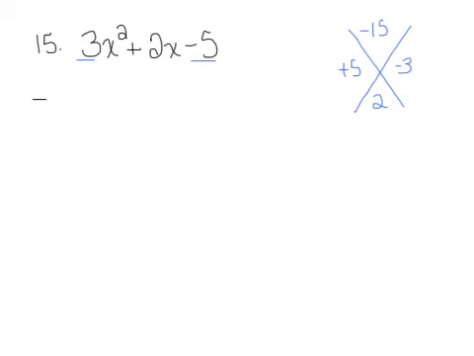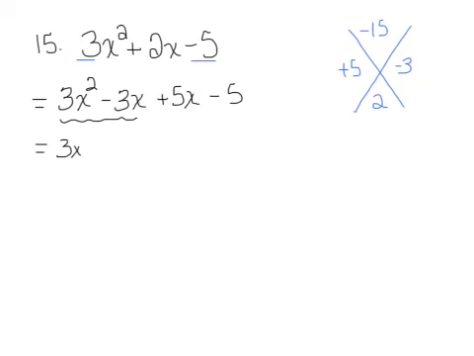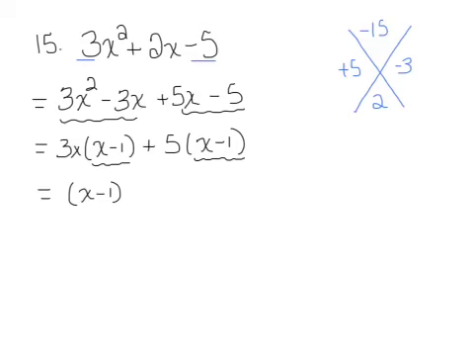So I'm going to rewrite this now as 3x squared minus 3x plus 5x, and I did the negative first on purpose, minus 5. I can look at the first two, and I know that I have a 3x in common, so I can factor that out to get x minus 1. I can look at the second two and know that I have a 5 in common. I can factor that out to get x minus 1. Now the x minus 1s are the factors that I have in common, so I can factor that out, and I'm left with 3x plus 5.